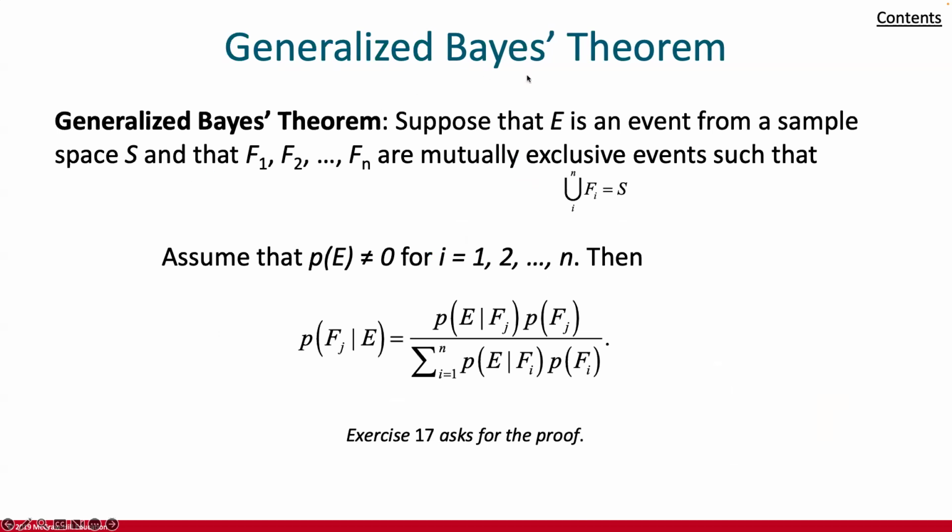We can generalize Bayes' theorem to greater numbers of events. Suppose that E is an event from a sample space S such that F1, F2, all the way up to Fn are mutually exclusive events such that we have this relationship, assuming that the probability of E for all cases is not equal to 0. And here is that generalized relationship. If you go to exercise 17, you can work through that proof on your own.